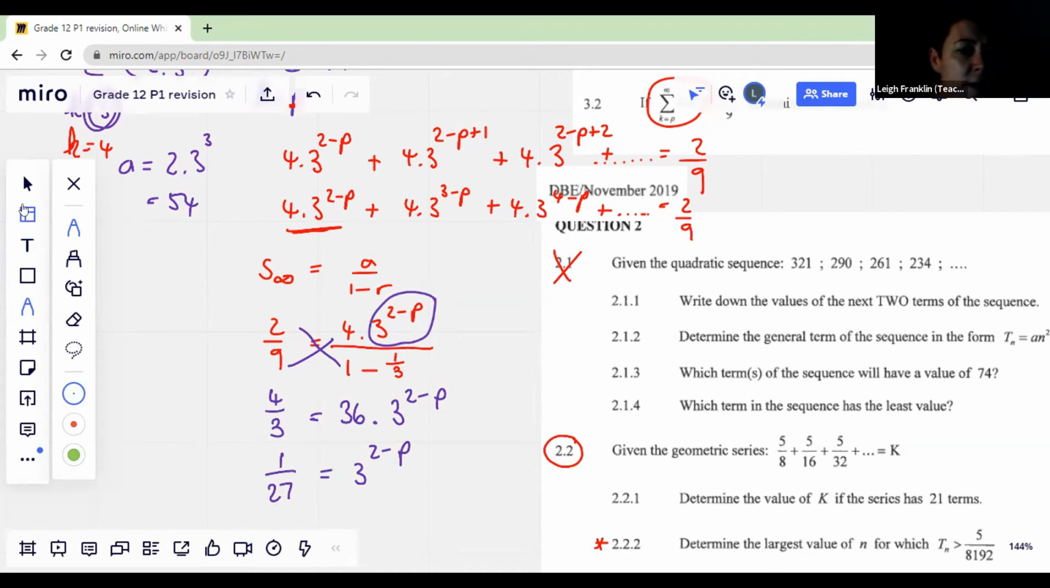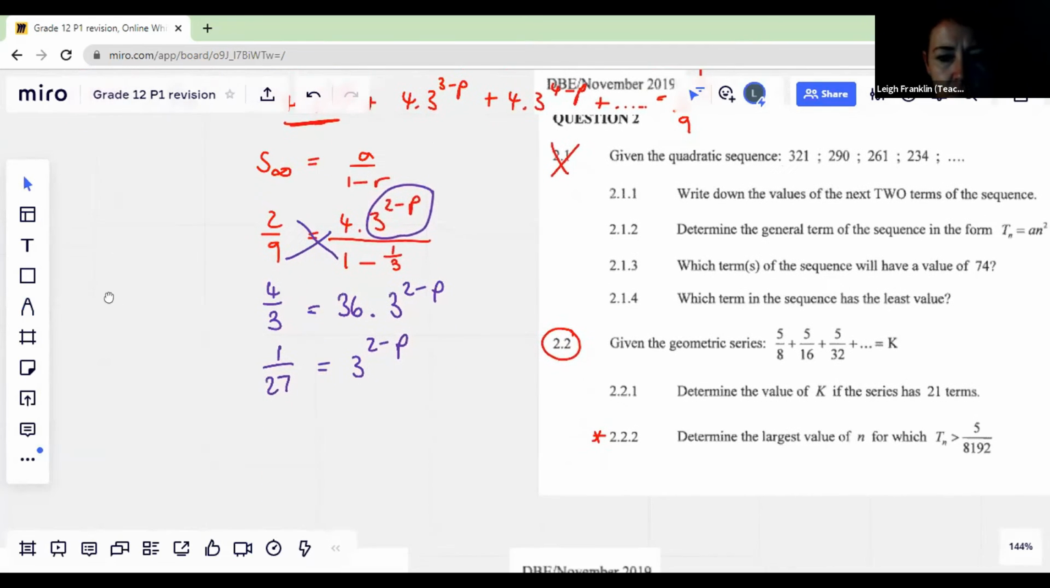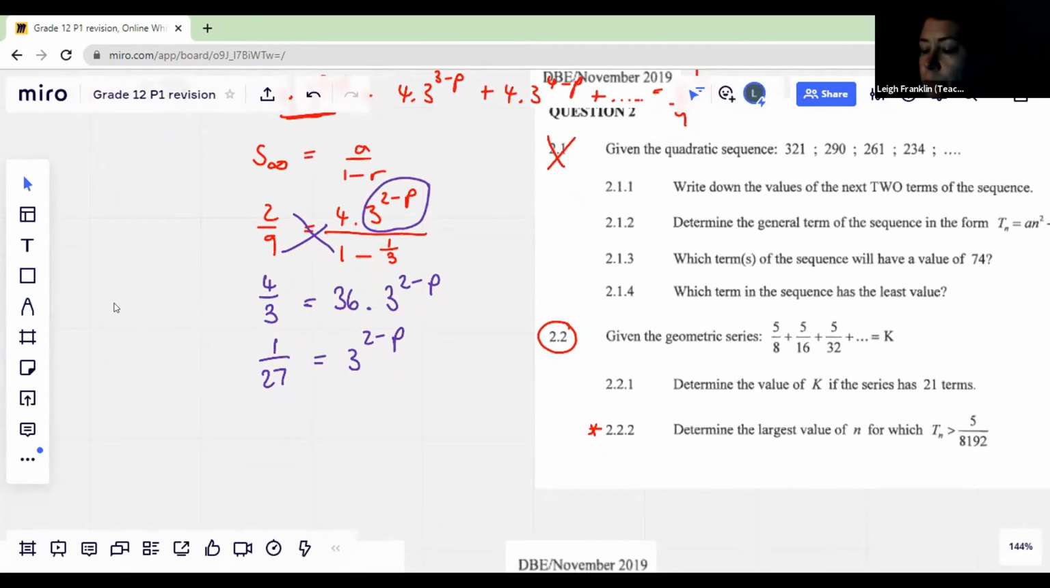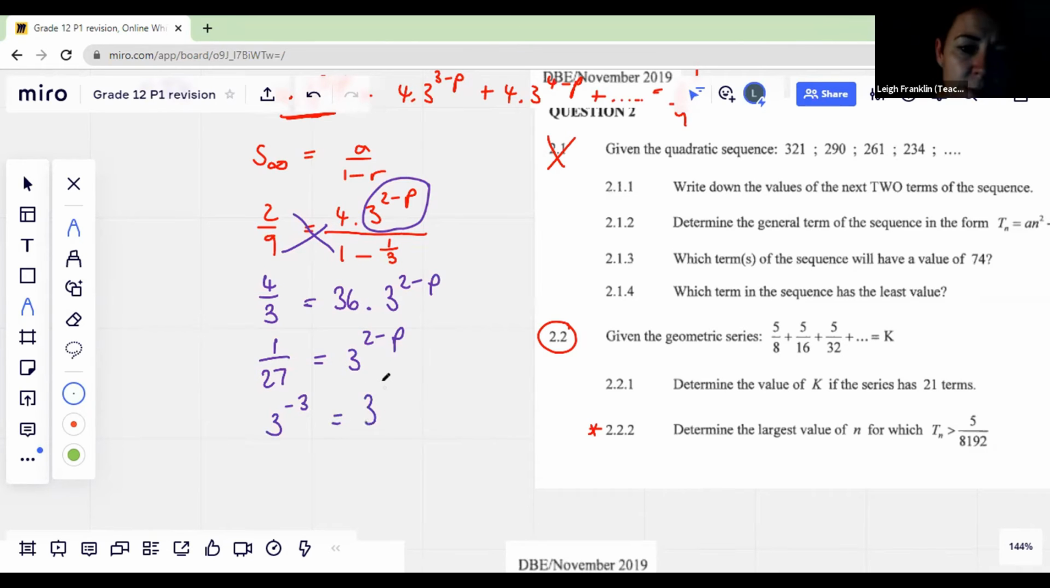And now what am I going to do with 1 over 27? How am I going to rewrite that? Prime, maybe, ma'am. So you're right, I need to write it with base 3. 3 to the power of -3, Matrix. Okay, why is it -3? 1 over. Exactly, exactly. Okay, so now that is equal to 3 to the power of 2 minus p.